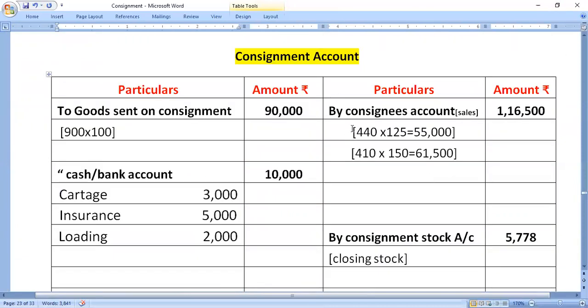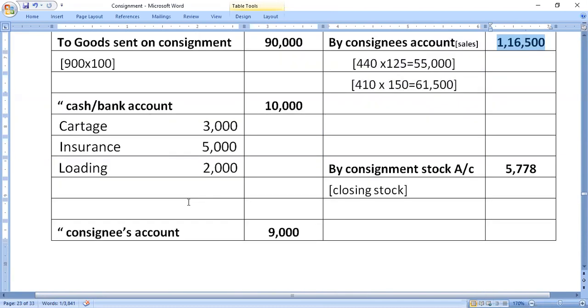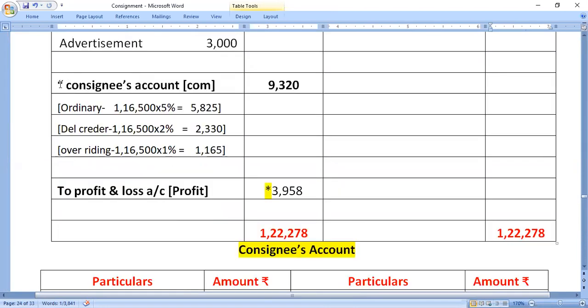There are two categories of sales only here, my dears. That is, first one, 450 articles sold at 125 each, and 410 articles sold at 150 each, my dears. 440 into 125, 55,000. 410 into 150, 61,500, my dears. So its total leads to total sales 1,16,500. After sales, we are going to calculate commission, my dears.